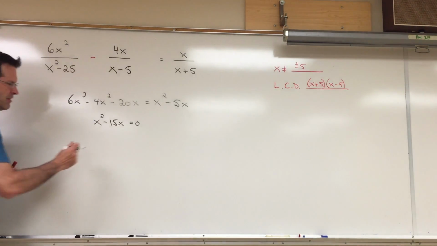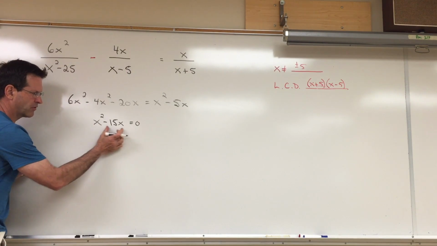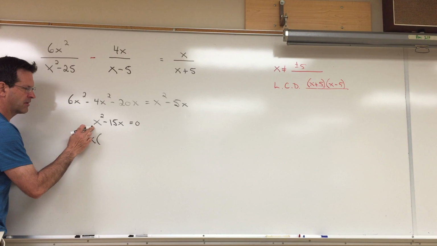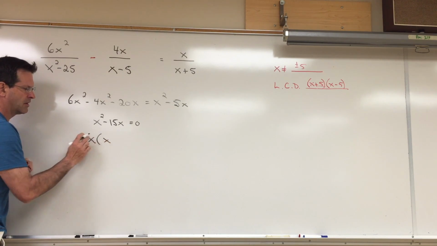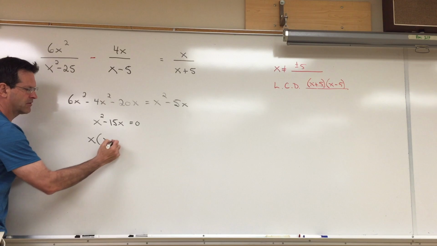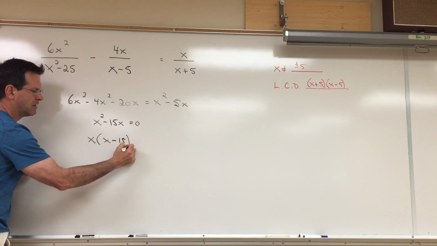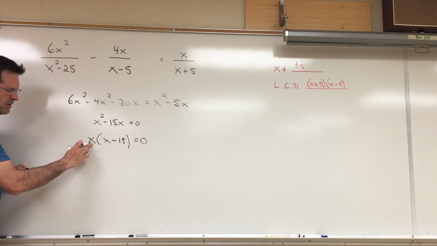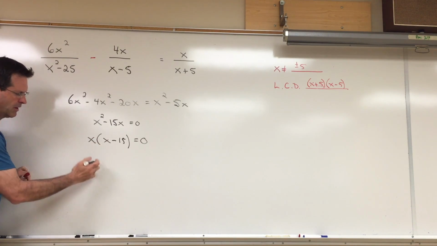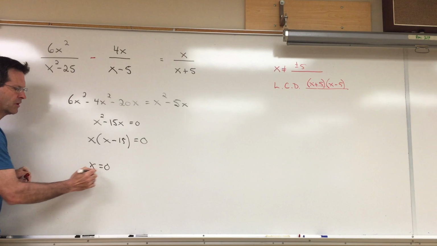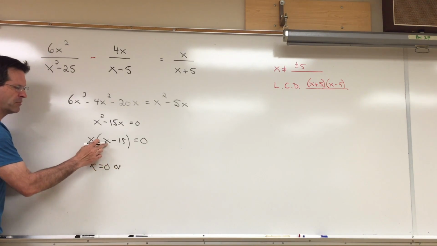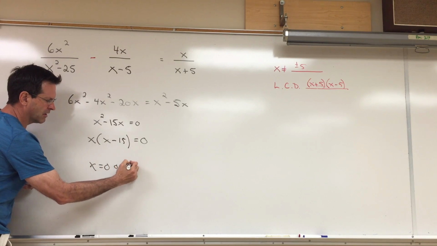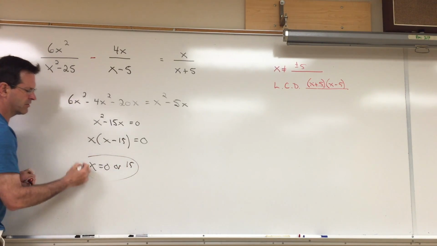Let's solve it. Hey, this one can be solved by factoring. There's a greatest common factor. We can take an x out of both terms. You take an x out of x squared, you've got x. You take an x out of negative 15x, you've got negative 15, equals 0. So what would I have to put in this single x to make it equal 0? X equals 0, or, and what would I have to put into this bracket to make it equal 0? 15. So there's our answers.